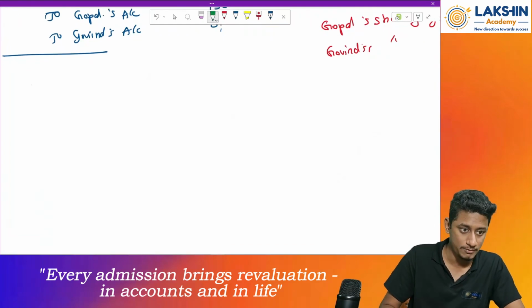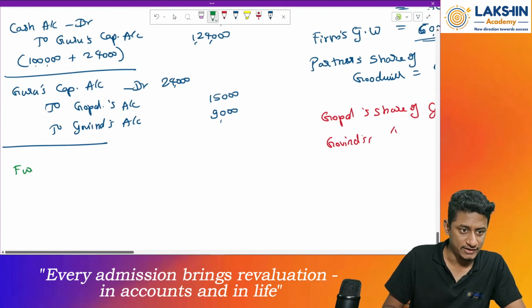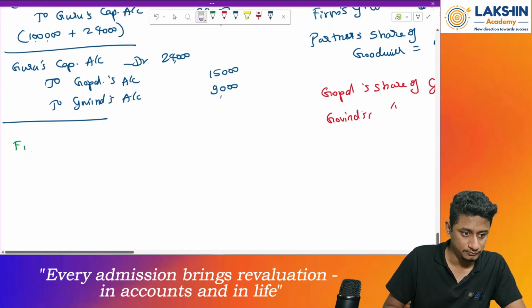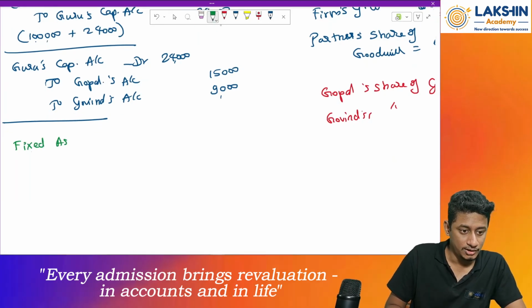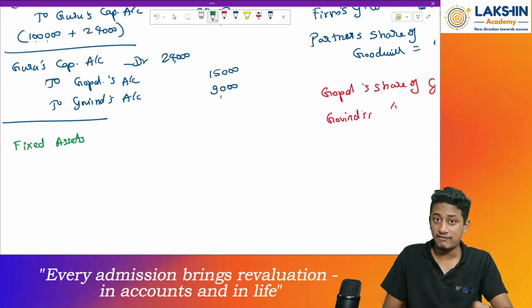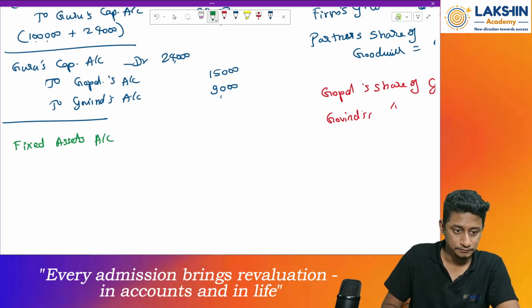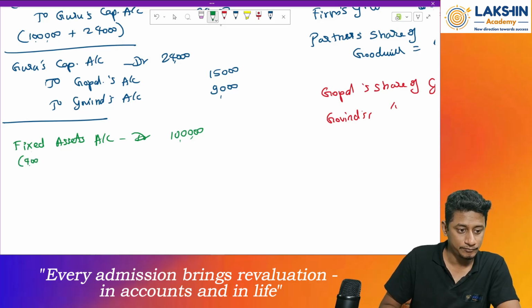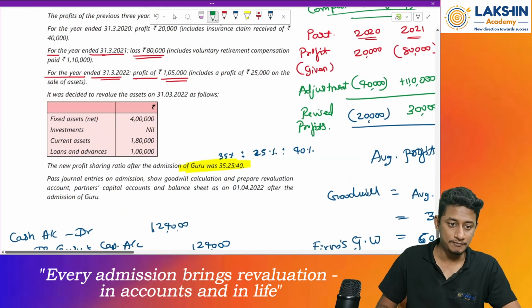So the account will be furniture, right? Or fixed asset, sorry. Whenever asset value increases, we will debit the account. Got debited by rupees how much? 1 lakh. Why? Rupees 4 lakh minus rupees 3 lakh. That will be rupees 1 lakh. Then going ahead.